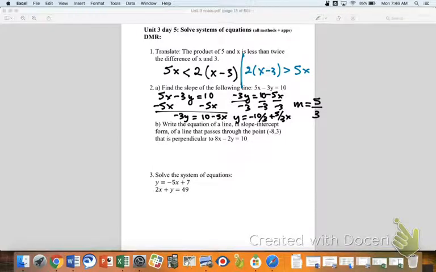Okay, so the one that was left blank the most, or the one that was asked about the most, was 2b. This says, write the equation of the line in slope-intercept form of a line that passes through negative 8, 3 and is perpendicular to 8x minus 2y equals 10. So guys, let me remind you of something. I need to have two things to find the equation of a line, and those two things would be a slope and a point that's on the line.